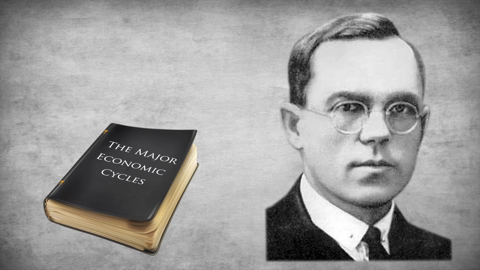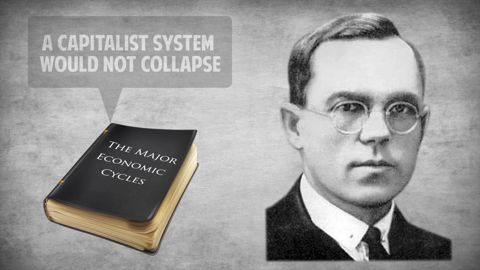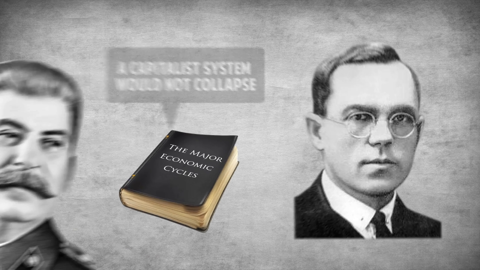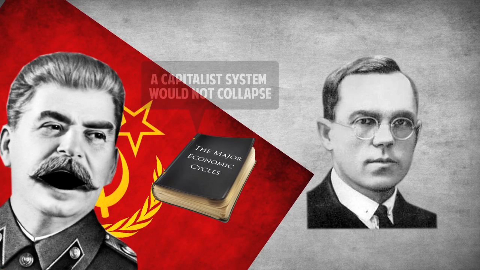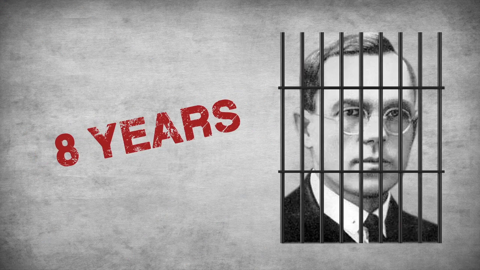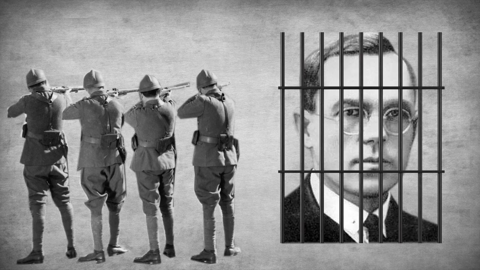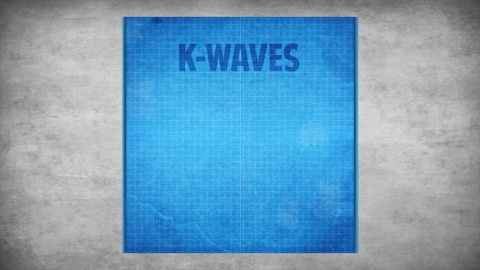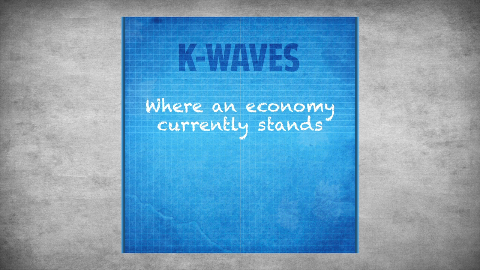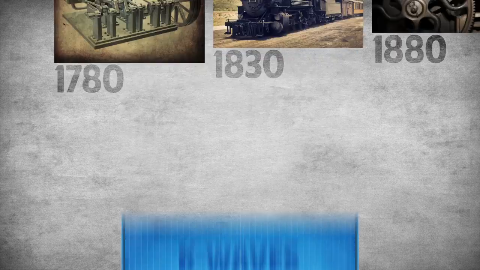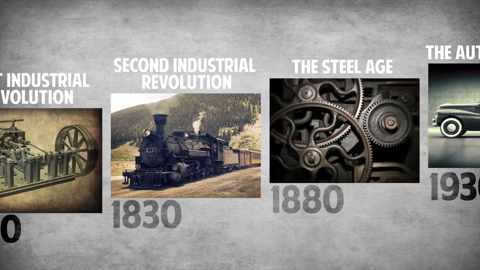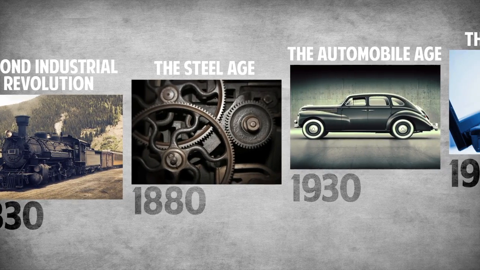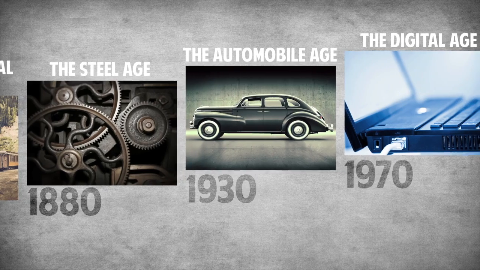Kondratiev's research proved that a capitalist system would not collapse, a truth so threatening to Stalin and his communist Russia that Stalin had him jailed for 8 years and then executed. But Kondratiev's theory lived on and provided an economic blueprint that can be used to identify where an economy currently stands and where it's headed. In fact, many economists believe K-waves can be seen in all the major economic trends since the late 1700s.